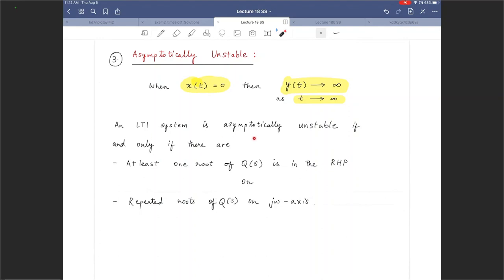So an LTI system is asymptotically unstable if and only if there is at least one root in the right half plane, right? Even if you have one root in the right half plane, it is unstable right away. Or if you have repeated roots of q of s on the j omega axis. So if you have repeated roots on the j omega axis, that's actually not marginally stable behavior, that's actually unstable behavior. Or worse, if you have at least one pole in the right half plane, right away you have unstable behavior for causal LTI systems.